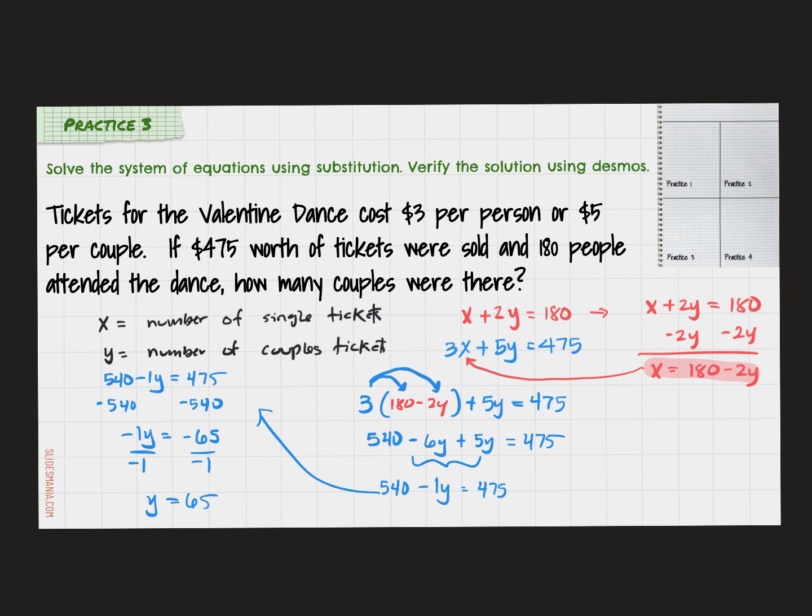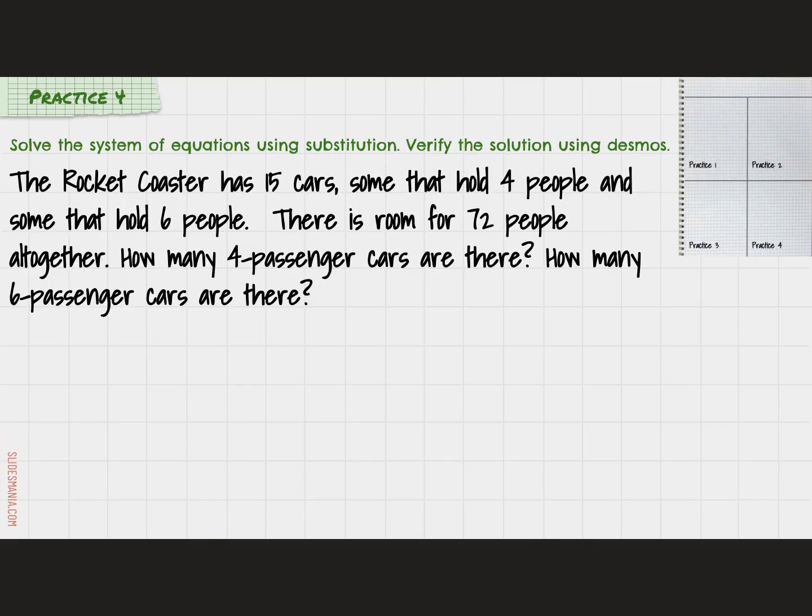Now, if we read our question, it is asking how many couples attended the dance, right? If we look, what does y represent? Number of tickets sold for the couples. How many tickets was that? 65 tickets, 65 couples tickets. Okay, so I can still find x, but I do not need x in this case. They did not ask me to find x. So let me go ahead and move on to the next one, the last one.